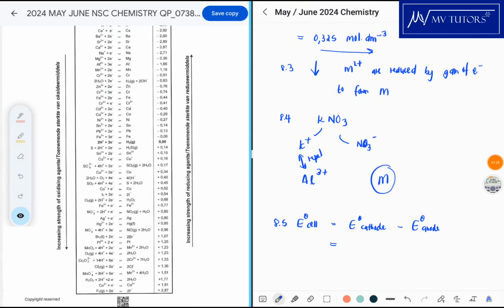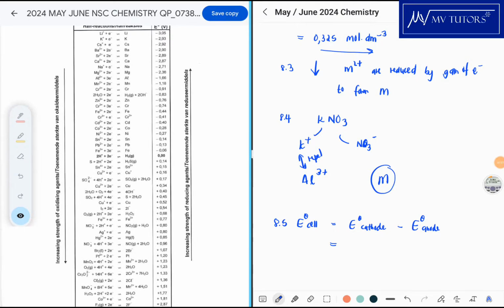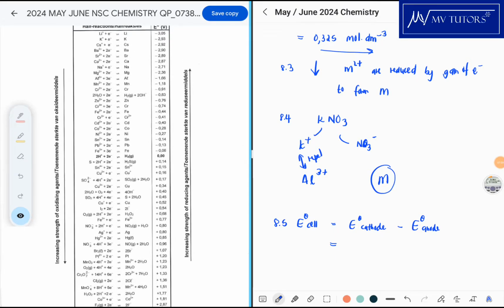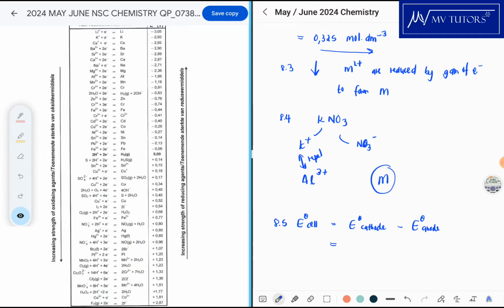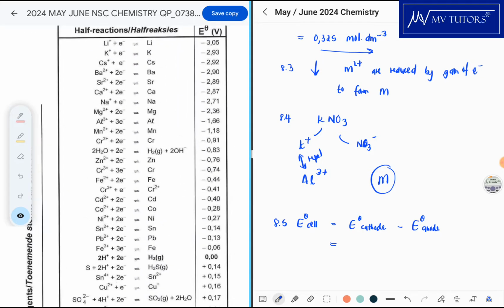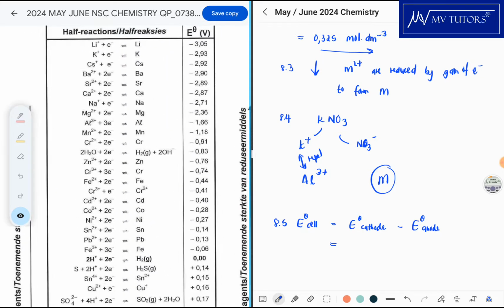So where is aluminium? At the top, at the bottom? I'm just looking for it now. Oh gosh. Okay, let's start from... oh, there is aluminium. Okay, so it's negative 1,66. So this is what we're looking for at the cathode. Minus 1,66.